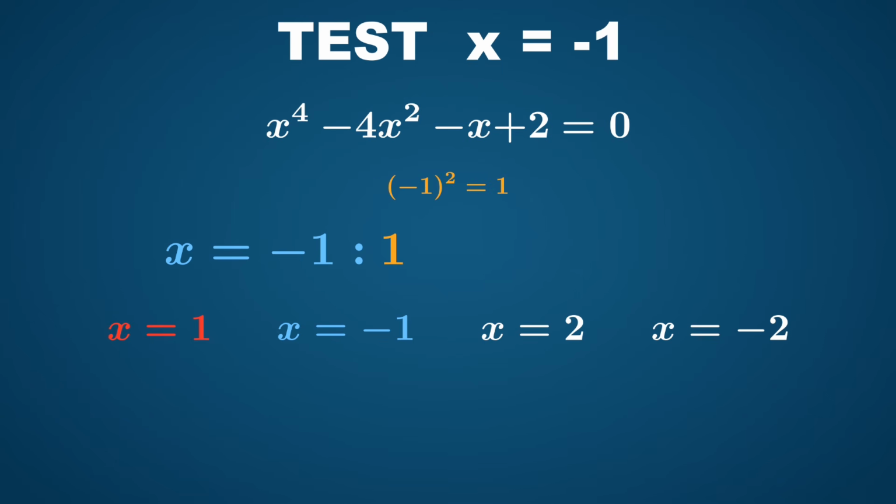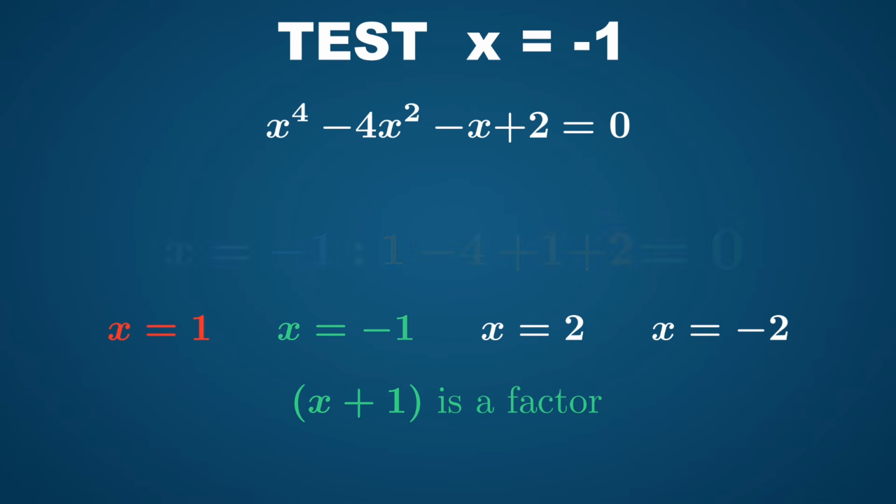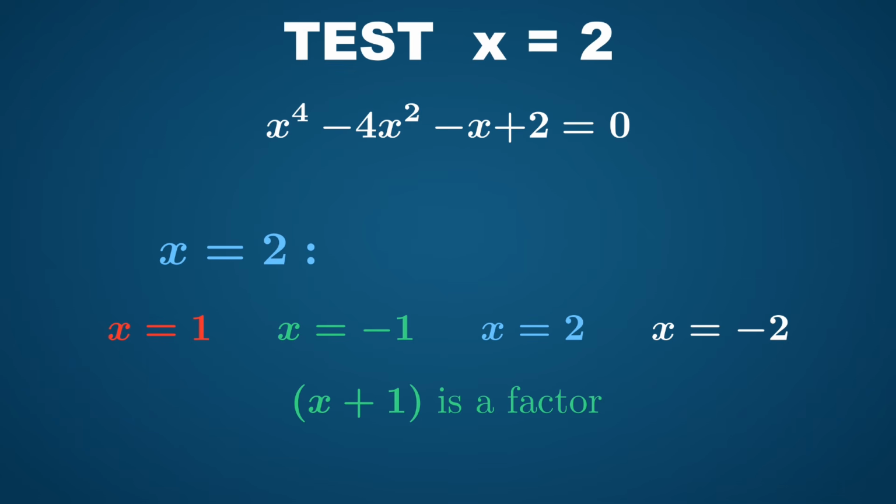Minus 1 squared is 1, so 4 times that is again 4. The minus x term turns into plus 1 at x equals minus 1. The total is 1 minus 4 plus 1 plus 2, which is 0. Minus 1 is a root, so x plus 1 is a factor of the quartic. Now we move on and test the third candidate, x equals 2.